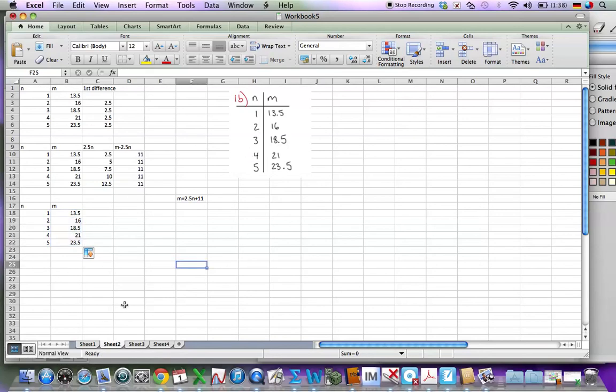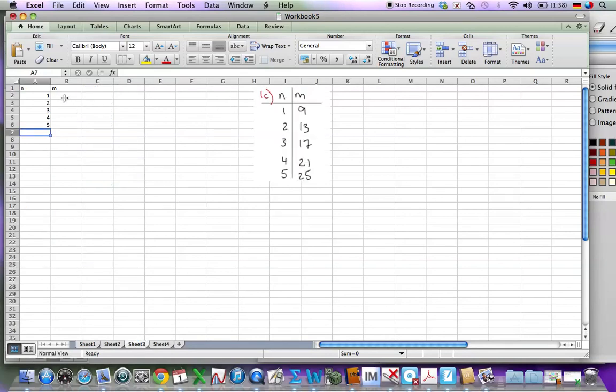Okay, now you try C and D, press pause, try C, try D, and press play when you're ready to have a look at the solutions. So here are the solutions. So 9, 13, 17, 21, 25.